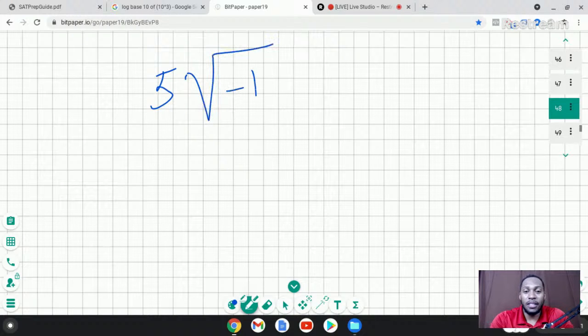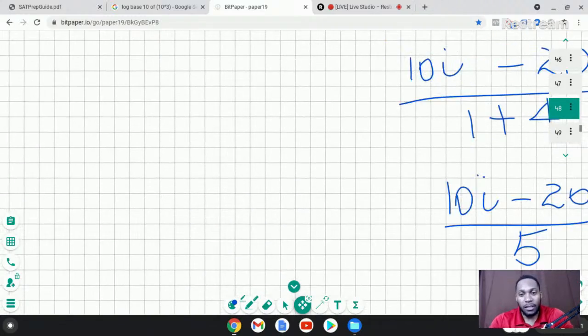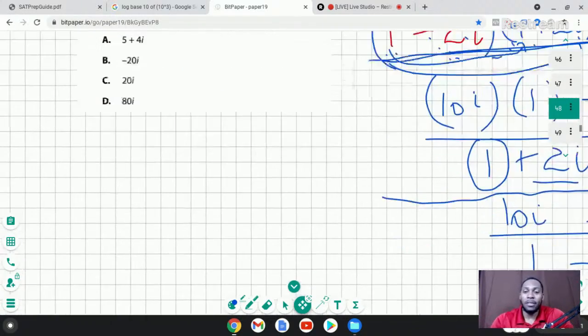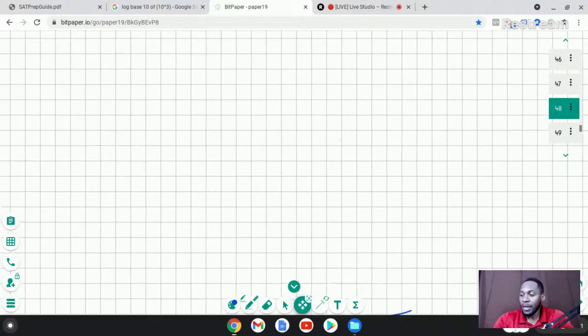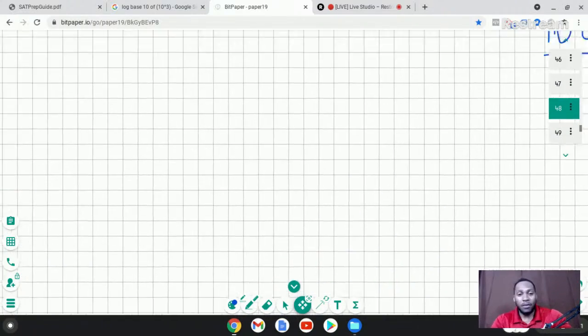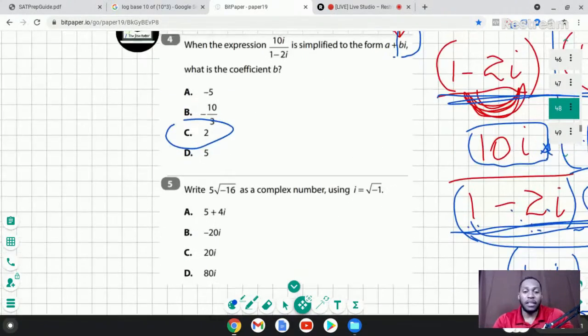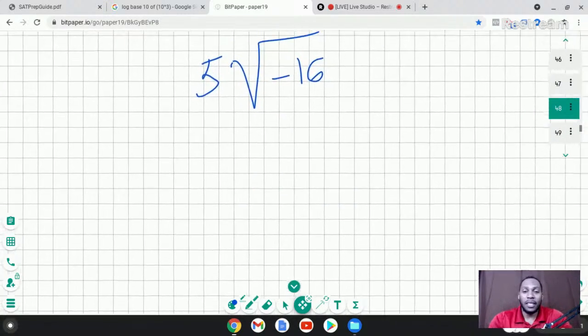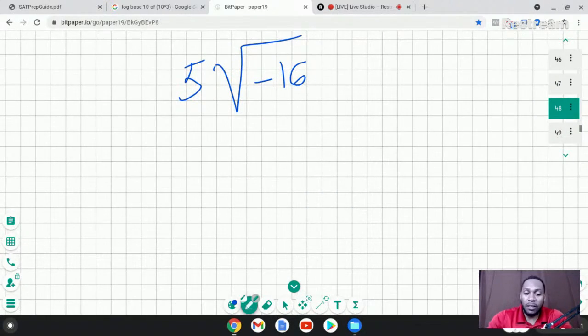Square root of negative 16 as a complex number. That's what they say, right? Now, how do we write 5 square root of negative 16 as a complex number? The first thing we're going to do is ask, what is the other way that we can write this?